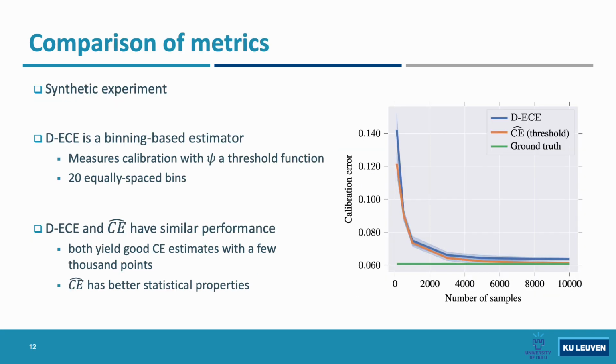We start by comparing our KDE-based estimator with a binning-based estimator called detection ECE on a synthetic dataset where the ground truth calibration error is known. From the shown figure, we observe that DECE and our estimator have similar performance and both yield good estimates with a few thousand points.